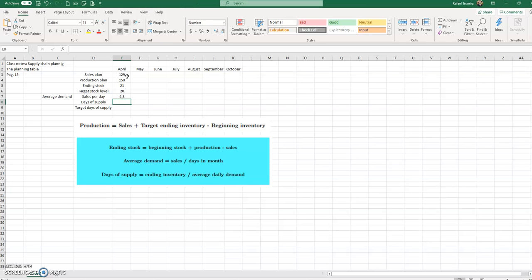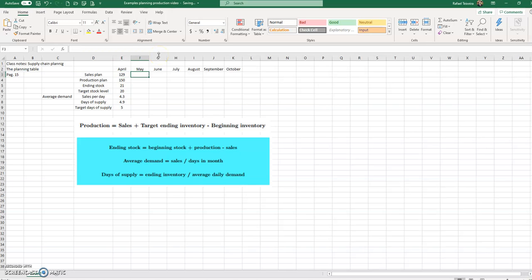Given that we sell 4.3 units per day, and we have an ending inventory or ending stock of 21 units, how many days of supply do I still have? To compute the days of supply, I divide my ending stock by my sales per day, or my average daily demand, which is 4.9. The target days of supply is defined by the company. In this case, it is 5 days. So this is how we compute April.